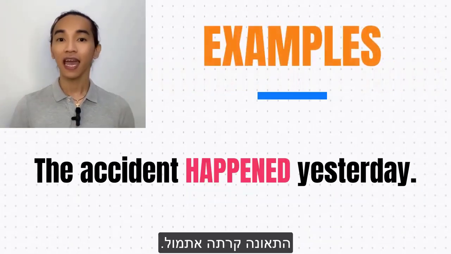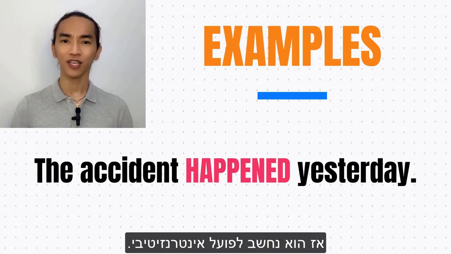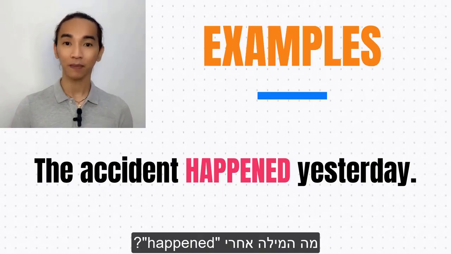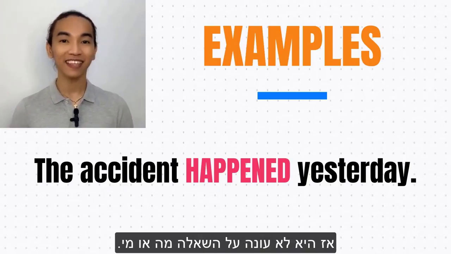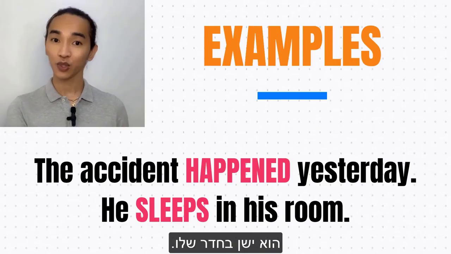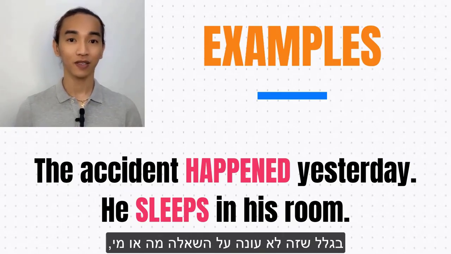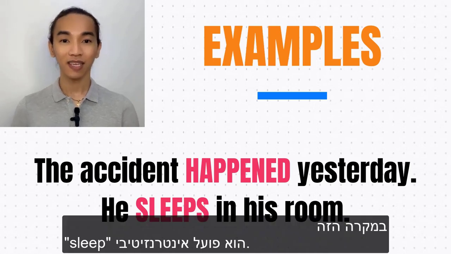The accident happened yesterday. So your verb happened does not have any object. So it is considered an intransitive verb. So what is the word after happened? It's yesterday. So it does not answer the questions what or who. Okay? Another one here is, he sleeps in his room. So your verb sleeps does not have any object, because it does not answer the question what or who. So in this case, sleep is an intransitive verb.